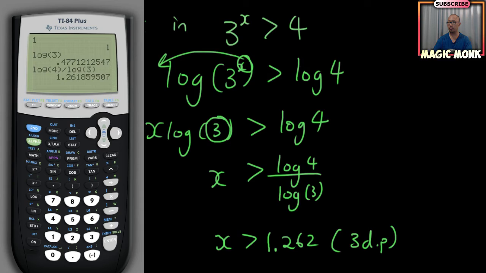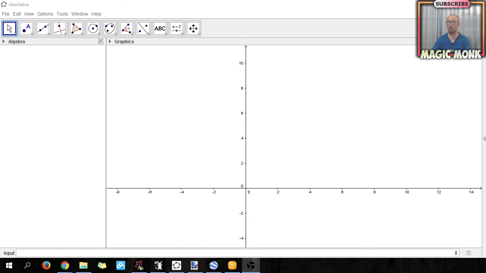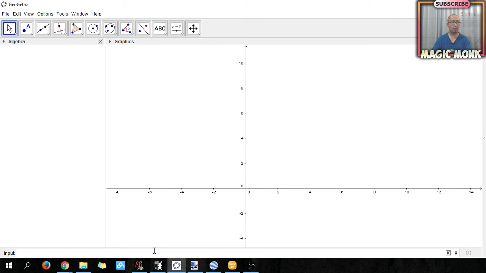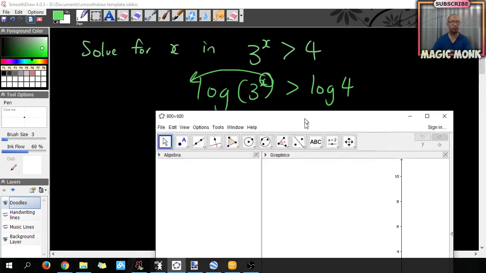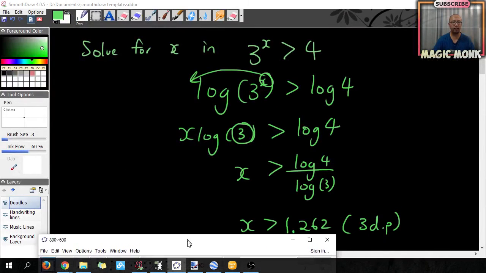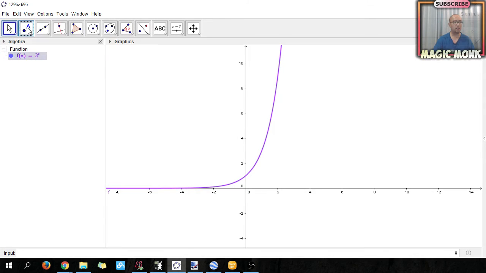So let me bring it up. So what was the equation? The equation was 3 to the power of x is bigger than 4. So let's just do y equals 3 to the power of x. And what did we say? We said x is 1.262. So if you go to where 1.262 was, you will see that when x is 1.262, y will be equal to 4.